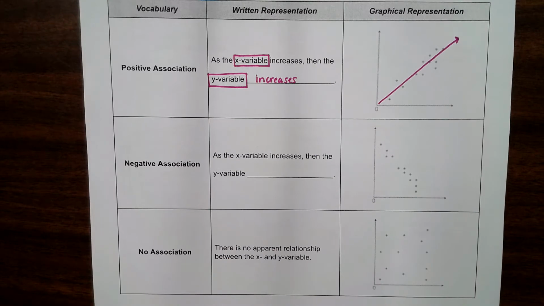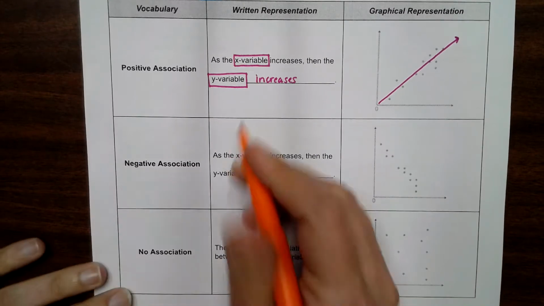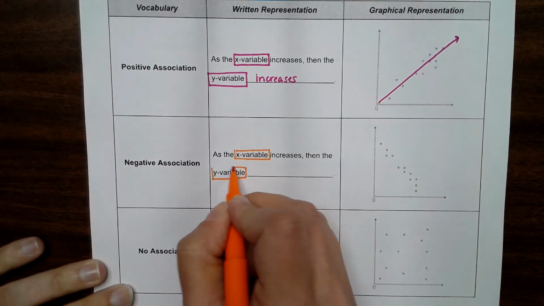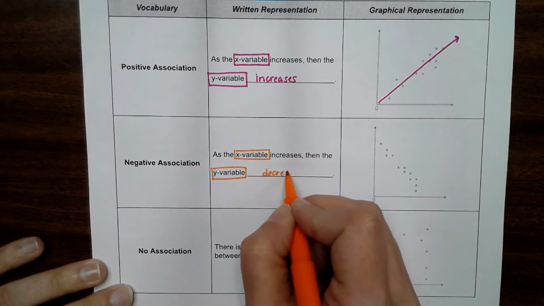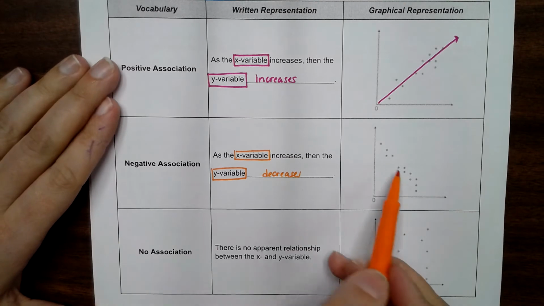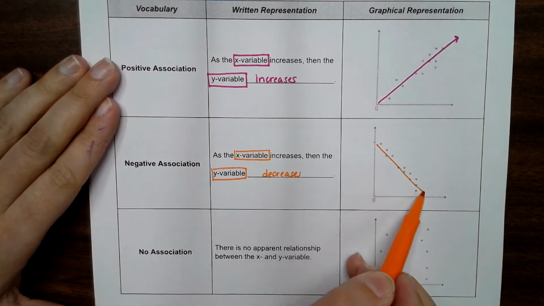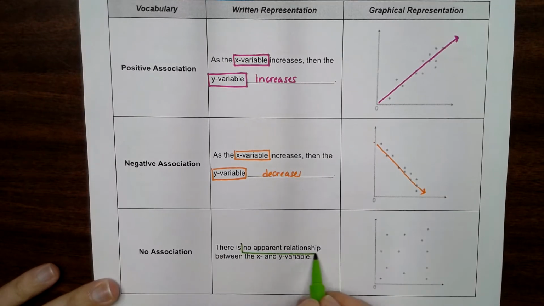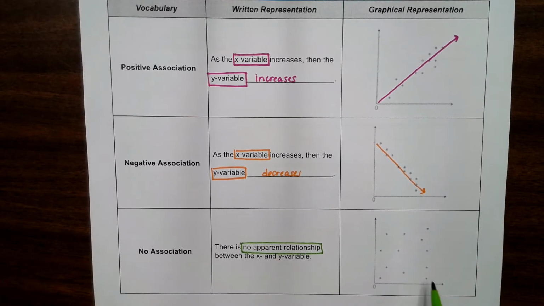Now, a negative association would mean that as the x variable increases, the y variable decreases. So if we look at this graph, this is a different scenario where as we move from left to right, the values seem to be going downhill. When we say that there's no association, we're talking about no apparent relationship between the x and the y variable. So you'll notice that this graph seems to be all over the place. There's not really a pattern that we can identify or we can see.